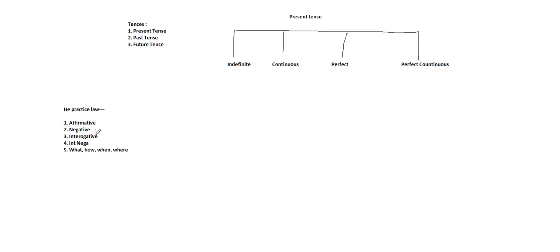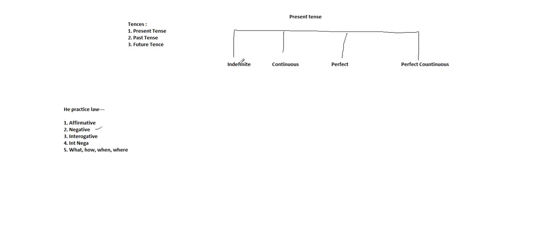Now in negative sentence, in present indefinite we'll use he does not practice law. Okay, we are going in negative. He does not practice law. He is not practicing law. He has not practiced law, and he has not been practicing law for 2 years.